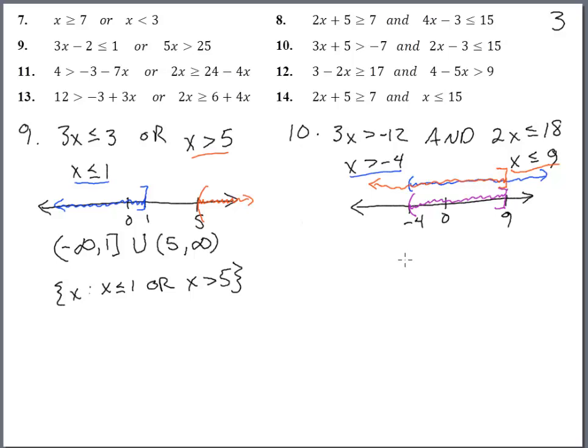And write our answer in interval notation. So there's the graph of the solution. Our answer is from negative 4 to 9. And in set notation, the set of all x such that x is greater than negative 4 and less than or equal to 9 at the same time.